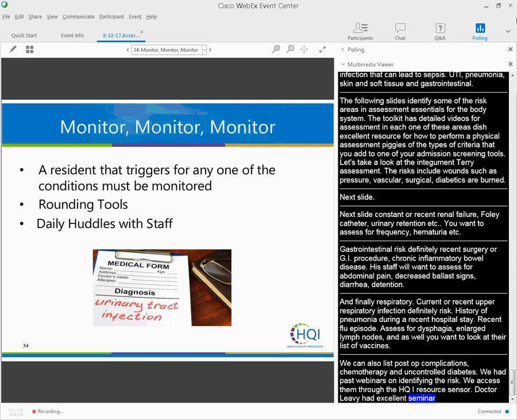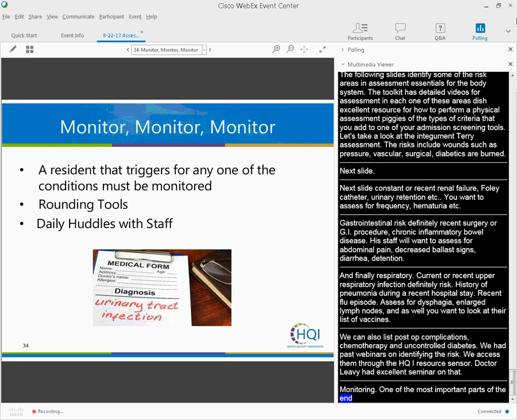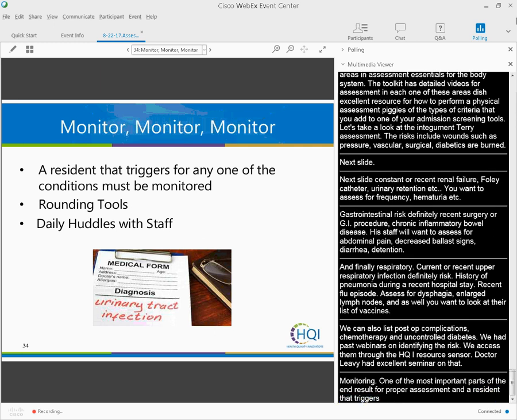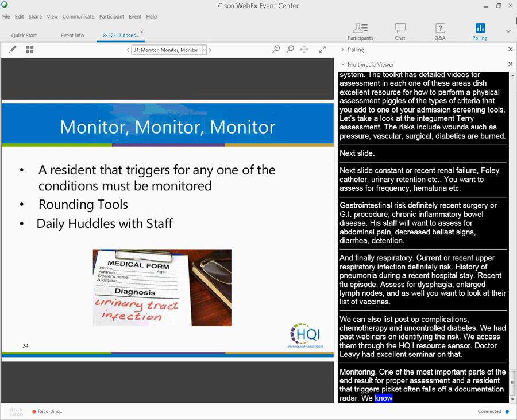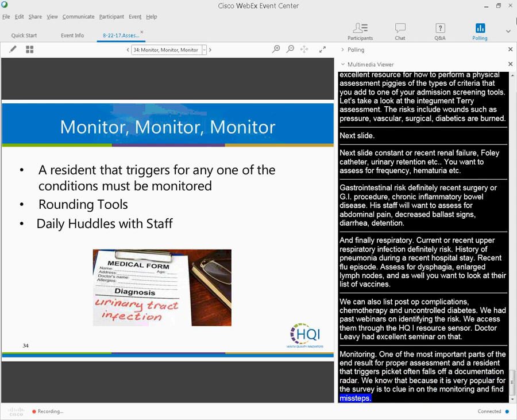Monitoring. One of the most important parts and the end result of a proper assessment and for resident triggers often falls off the documentation radar. And we know that because it's very popular for the surveyors to clue in on the monitoring and then find missteps there. Resident triggers for any one of these areas should be assessed daily during rounds or huddles and then taper off in frequency as needed.